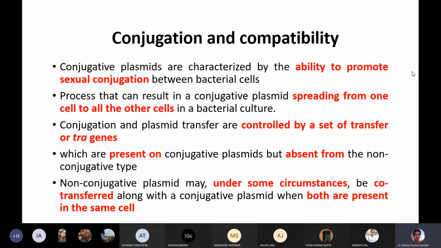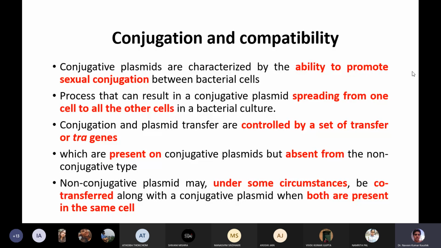Non-conjugative plasmids may also, under some circumstances, be transferred by a conjugative plasmid when both are present in the same cell. So if two plasmids are present in the same cell, one conjugative and the other non-conjugative, in such a condition the conjugative plasmid makes a transfer tube, and through this transfer tube the non-conjugative plasmid can also transfer from one cell to another cell. So this we already talked about.